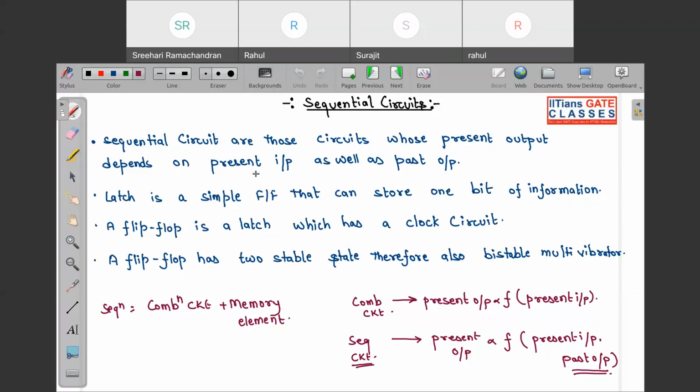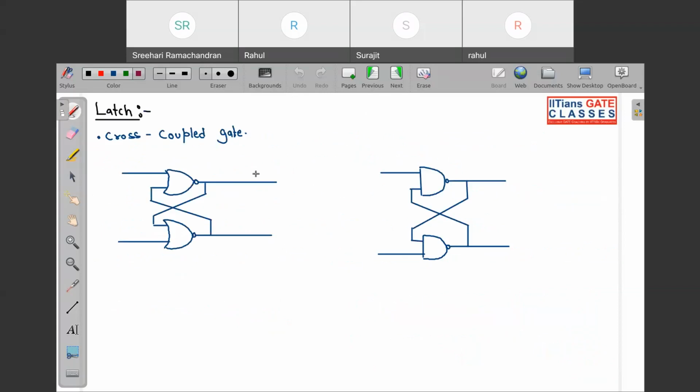Sequential circuit. So what is a latch? Everybody knows that a latch is a cross-coupled gate. In a cross-coupled gate, the output of the first NOR gate is connected to the input of the second NOR gate, and the output of the second NOR gate is connected to the input of the first NOR gate. This is your NOR latch. This is your NAND latch.